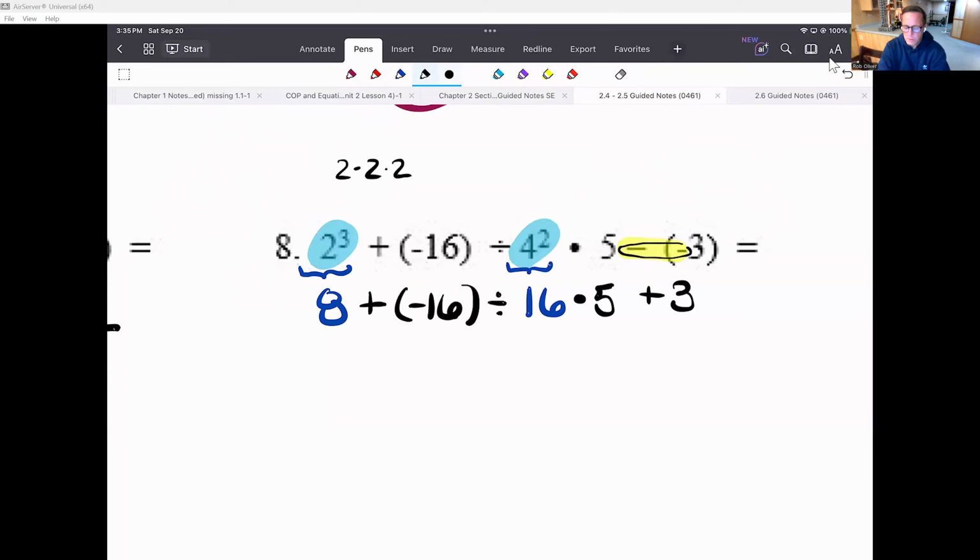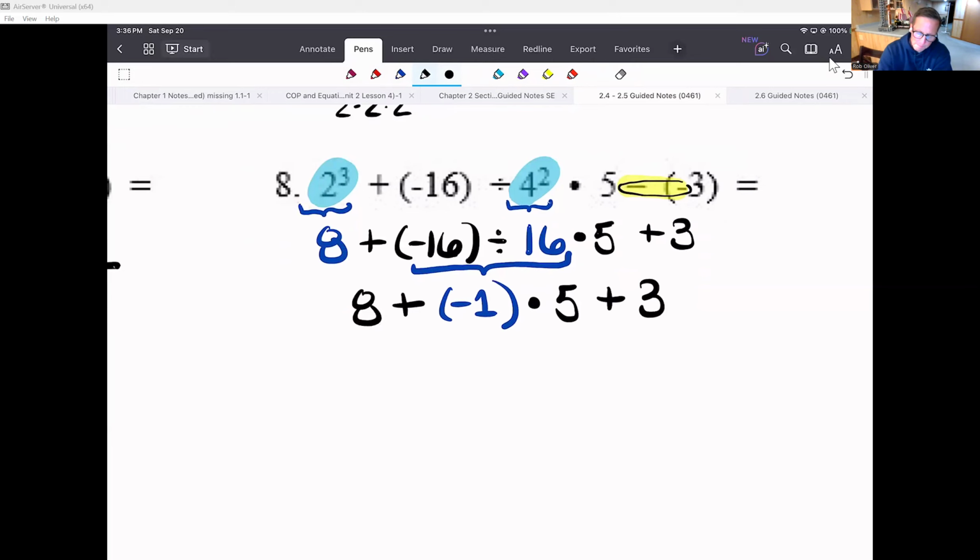Okay, now at this point, all we have is addition. We have a negative, we have division. So, we have multiplication. So since we have division and multiplication together, it's whatever comes first from left to right. So the division occurs first. So we'll do that first. All right, so we got 8 plus, and then -16 divided by +16 is -1. So -1, and then times 5 plus 3.